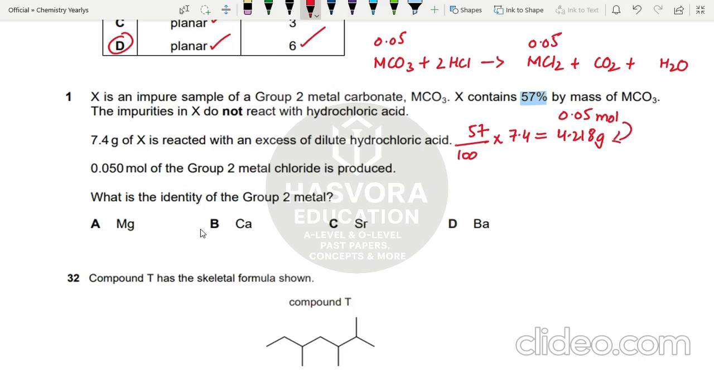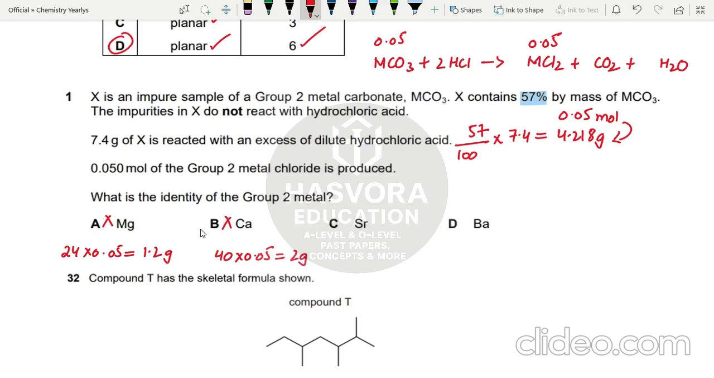So now let's check for the magnesium. Magnesium is 24 into 0.05. Let's check how much it comes out. This is actually a clever way of solving this type of question. This is 1.2, so this is not even close, so it is wrong. The calcium is 40 into 0.05, so how much does it come out to be? 2 grams. This is also wrong.